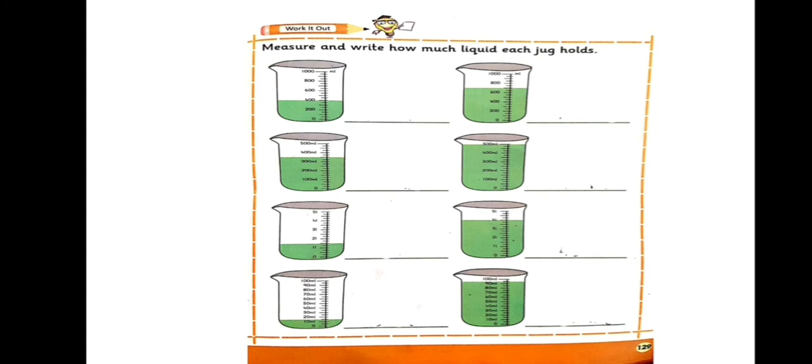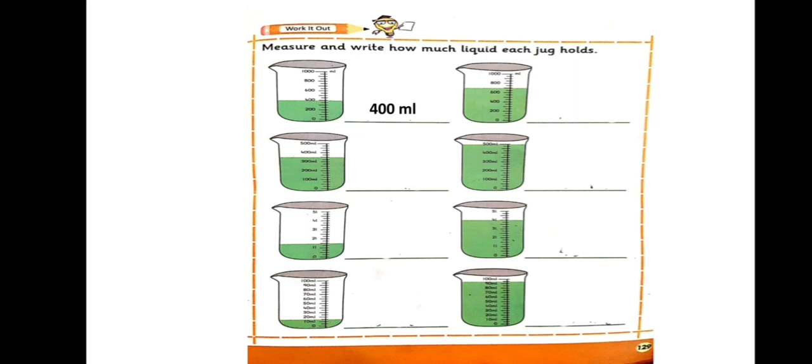Okay, let's start the exercise. Work it out. Measure and write how much liquid each jug holds. Look at the first jug and tell me what is the capacity of this jug. Its capacity is 1000 milliliters, but in this container there is 400 milliliters of liquid.